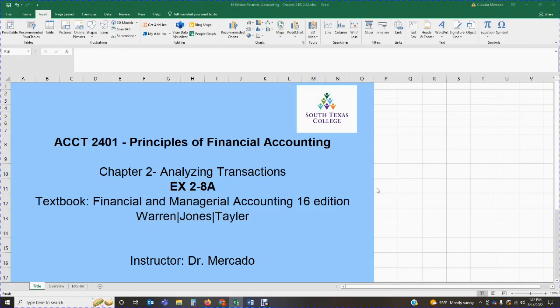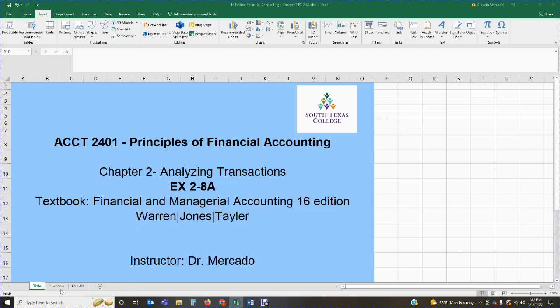In this particular lecture, we are going to be going over Exercise 2.8a, which deals with basically a short overview of how to record transactions in the journal and transferring the information from your general journal to your general ledgers. Like I stated earlier, please make sure that you have read the chapter before you attempt any of your assignments. And if you have any questions or concerns, do not hesitate to contact me.